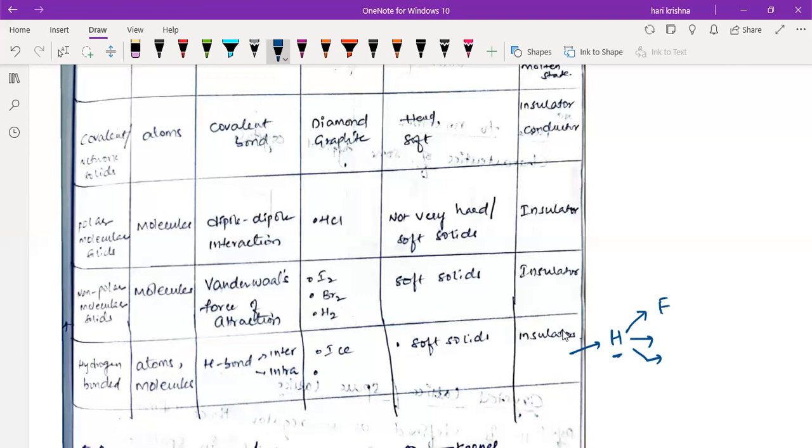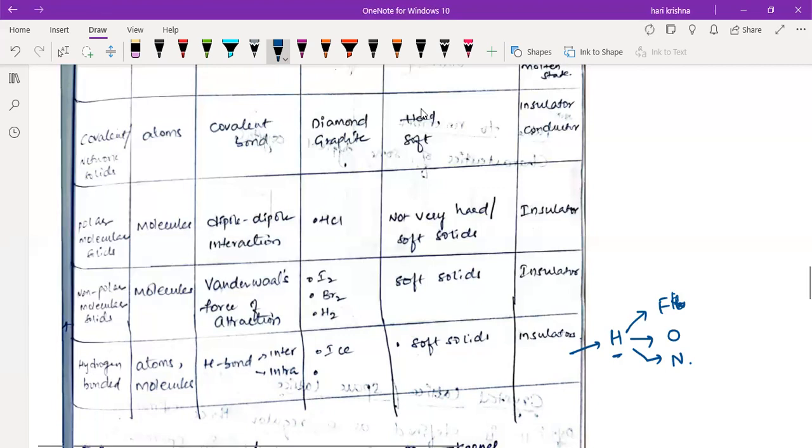Next, oxygen, and the last one is nitrogen. So these are the three most electronegative elements in the periodic table. Whenever hydrogen is bonding with these three elements, fluorine, oxygen and nitrogen, it is called hydrogen bonding. Okay. Fluorine, oxygen, and nitrogen. So whatever bond is forming between hydrogen and fluorine, or hydrogen and oxygen, or hydrogen and nitrogen, it is only called a hydrogen bond.